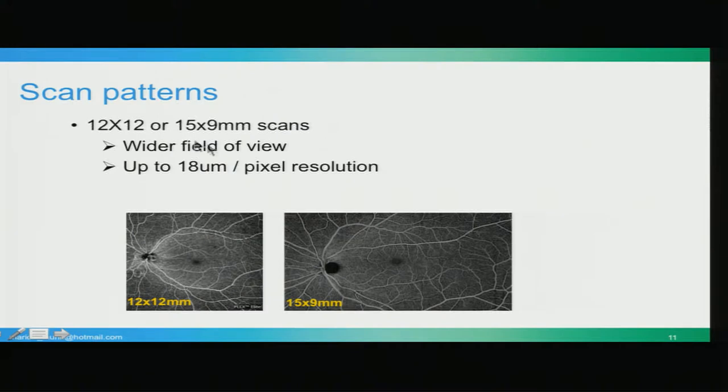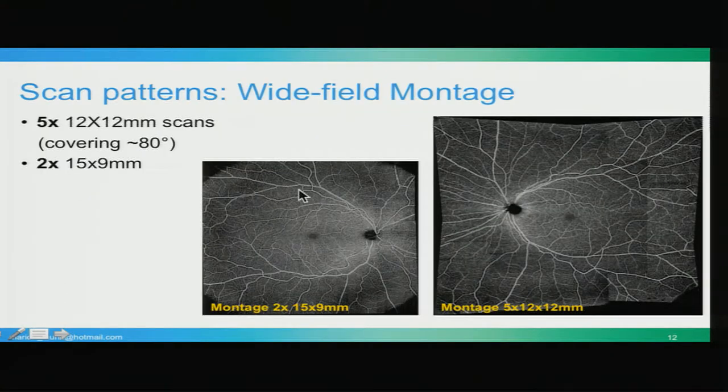When you have wide field images, you have a wider field of view, and of course, because you scan a wider area of the retina, the resolution is not so high and can be up to 18 micrometers. You can see some of these images right down here. The intriguing thing in these wide field images is you can do wide field montage images. So by performing 5 12x12 scans, the device will montage it together, and you really get a wide field of view up to 100 to 110 degrees of the retina.